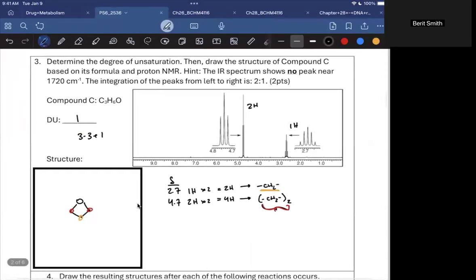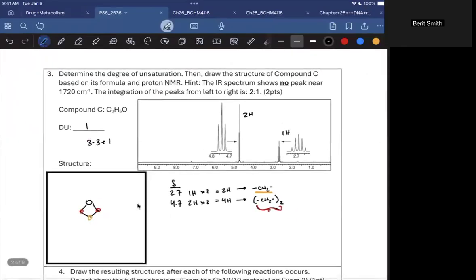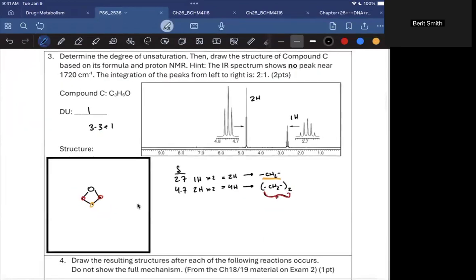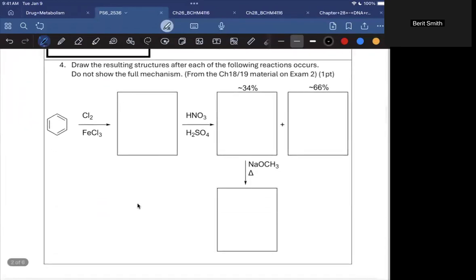When I took the class, it was on the exam. So yeah, keep an open mind for these sorts of problems. Don't just assume that it's not going to be a ring. And it has to be a double bond because there is a chance it could be a ring like this molecule. All right. So next question.